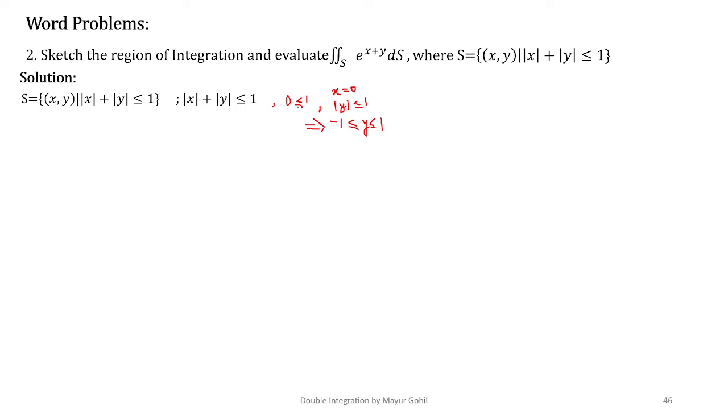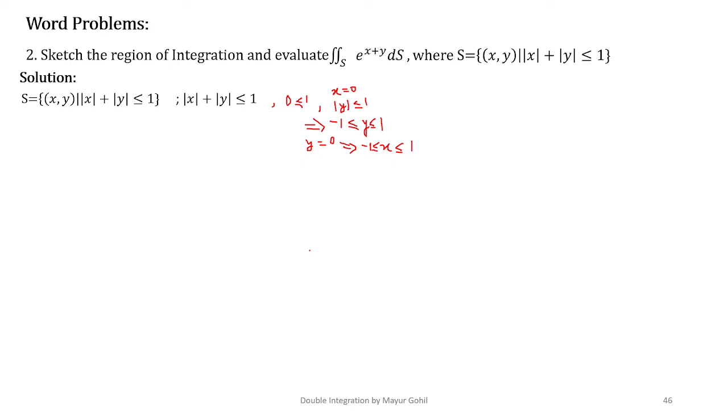Similarly, the notion goes for x also. If you put y equals to 0, what's going to happen about x? You will have mod of x less than or equal to 1, which will imply again that -1 is less than or equal to x less than or equal to 1. So at least you can get some rough figure about your diagram. That is where the endpoints are going to lie.